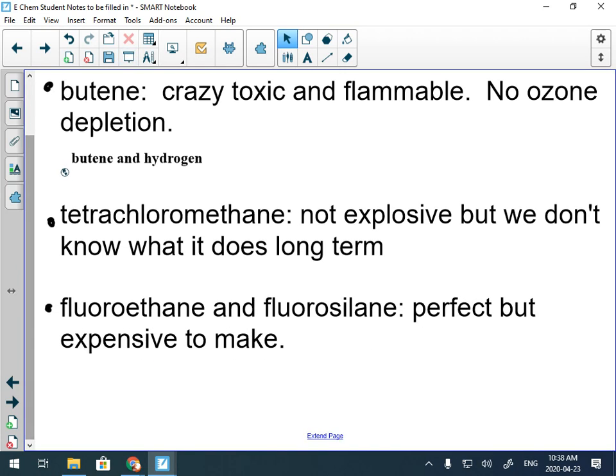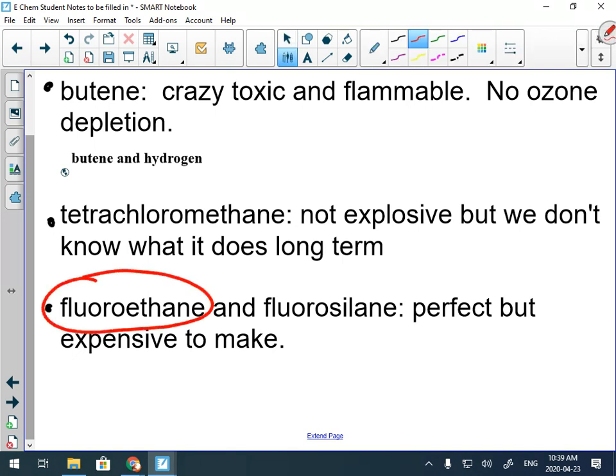And another explosive one is fluoroethane and fluorosilane. So these are other alternatives. They're really good. They don't wreck the ozone, but again, they're very expensive to make. So fluoroethane is a common propellant. It just costs more. And there are some countries that like to keep using CFCs, but because so few countries use it, we've done a better job of protecting our ozone layer.